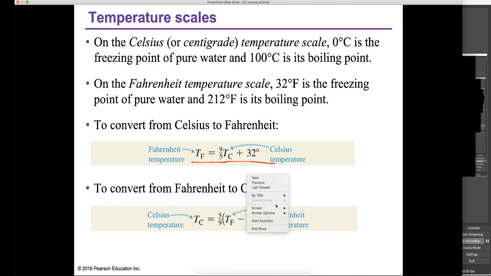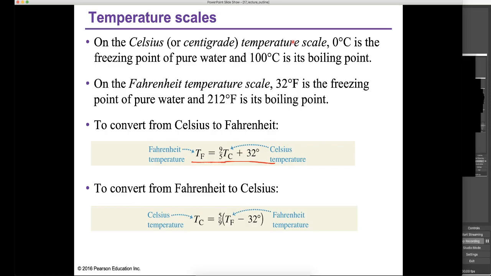Okay, so let me convert my pen into a laser pointer. So this is the equation for converting a Celsius temperature into a Fahrenheit temperature. And in another way, you can also convert it back from a Fahrenheit temperature into a Celsius temperature.